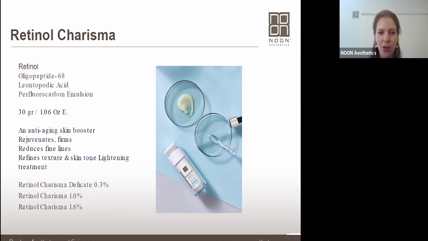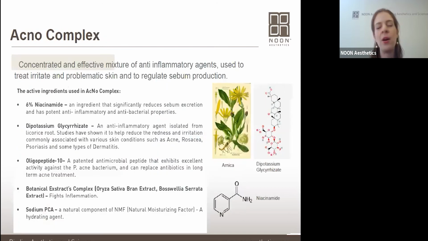Okay, so I think we covered all of the acne papulopustulosa.